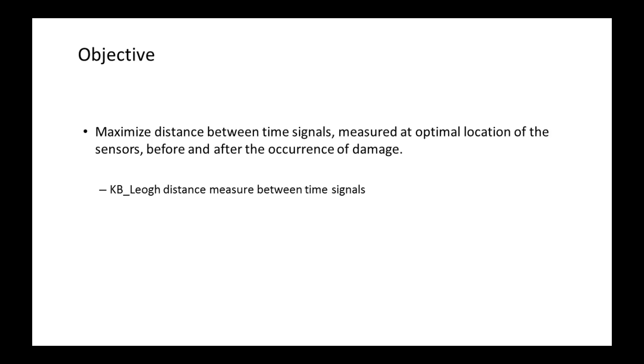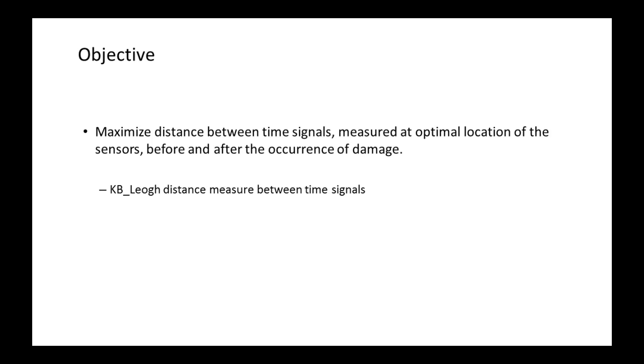So here our objective is to find the optimal location of the sensor, at which if you take the measurement, the change in measurement, meaning the change in time signal before the damage and after the damage, will be maximum. So we need to maximize the change between the time signal before the damage and after the damage. That's our objective. Based on this objective, we will find the optimal location of the sensor.